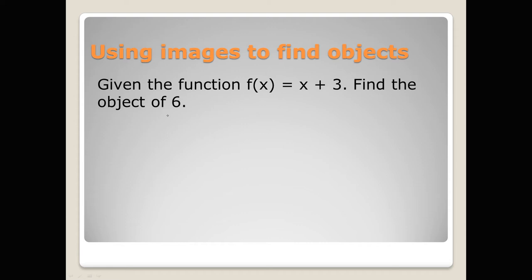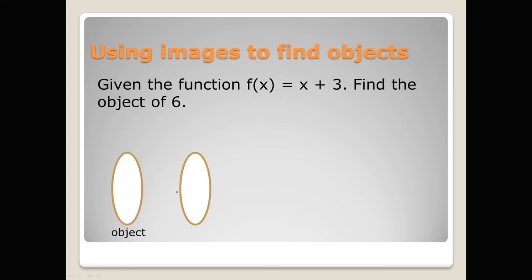Now, previously, we used 3 as the object, and then we used the same function f(x) is x plus 3. We find that the image is 6. This time, I want to find the object of 6. That means 6 is the image. So I'm reversing the process to show you that I'm going to get that 3. And I'm going to show you how I'm going to get it. So again, I will have two sets.